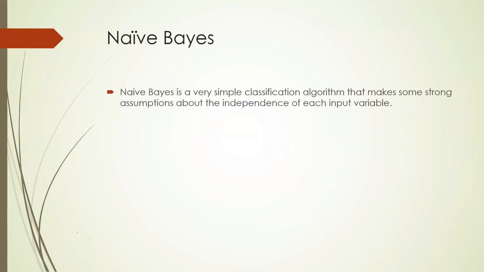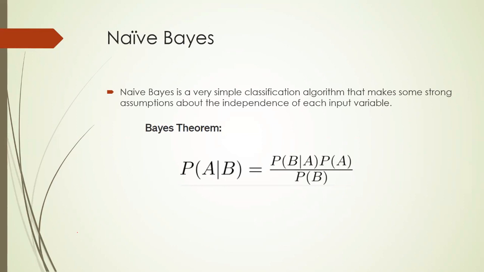Naive Bayes is considered a simple classification algorithm that makes some strong assumptions about the independence of each input variable. It is based on the Bayes theorem. This is the formula: the probability of A given B requires the probability of B given A and the probability of A, divided by the probability of B. So this is the Bayes theorem formula.